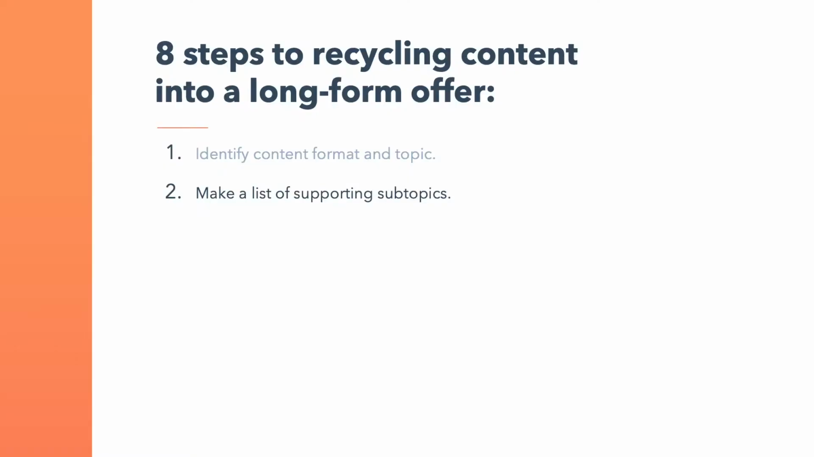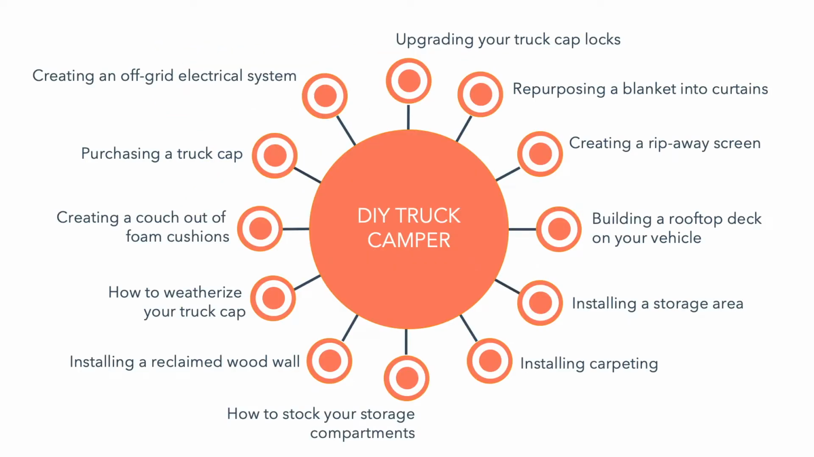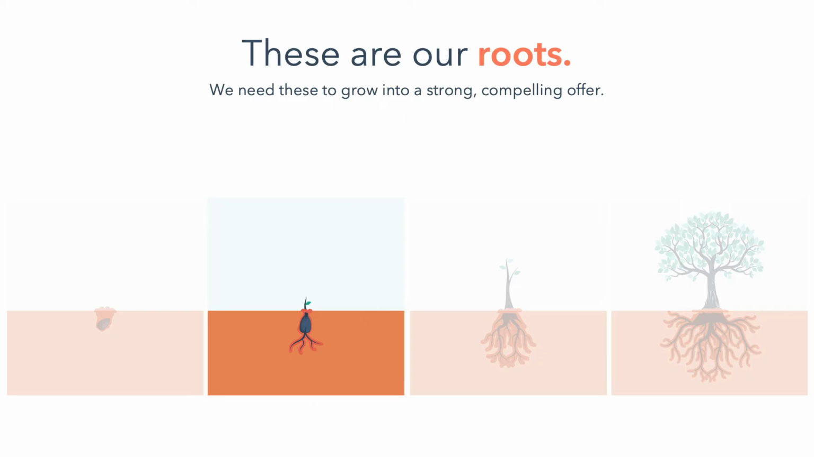Step 2, make a list of supporting subtopics. The important thing to consider here is choosing subtopics that are strong enough to provide value by themselves, but also complement other subtopics that align with the specific topic we're writing about. These are our roots. We need these to grow into a strong, compelling offer. When identifying supporting subtopics, list as many ideas as possible. The more subtopics you can identify, the better. It's only going to strengthen your roots.